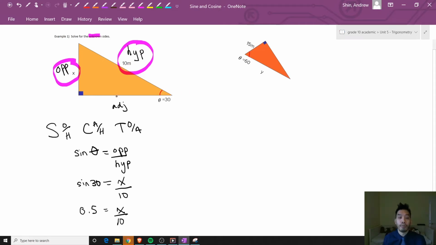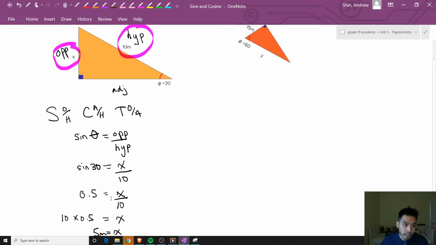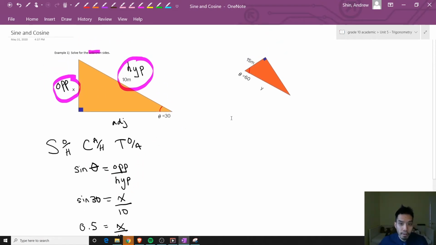So right now, you can just probably do the math. If that's half of that, the answer should be 5. And so that's what's going to happen here. If we solve for x here by multiplying both sides by 10 times 0.5, we get half of 10 is 5. So therefore, this opposite is 5 meters. Okay? All right, let's try example B here.